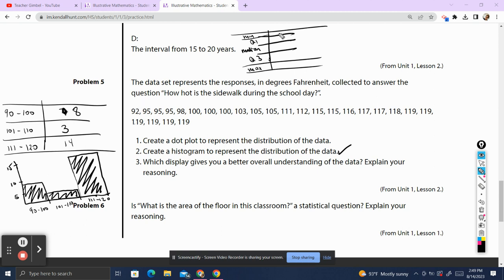So the min is the lowest value, that's 92. The max is the highest value, that's 119. The median is going to be the middle value, so I'm going to cross out, as I did before. Boom, boom, boom. Which leaves me with 112 in the middle. I'm going to change colors to cross out with my lower half of the data. So my lower half of the data, the smaller 50%, I'm going to do it again.